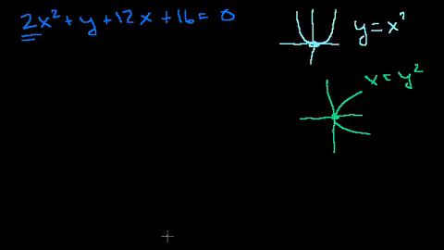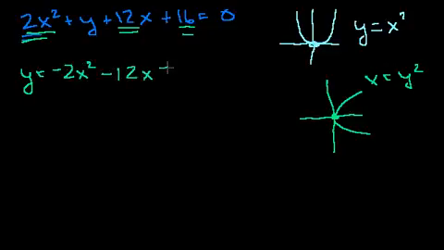So we know that this is a parabola because we have a y and we have an x squared. They're of different degrees. There's no second degree term of the y. And just to put this in a form that's familiar to you, let's just subtract everything but the y from the left-hand side. So you get y is equal to minus 2x squared minus 12x minus 16. And this is the traditional form that you're familiar with.